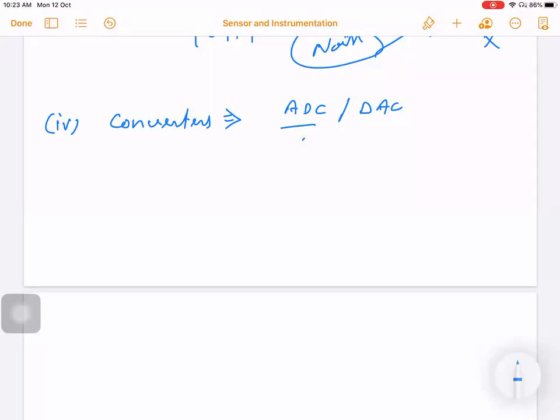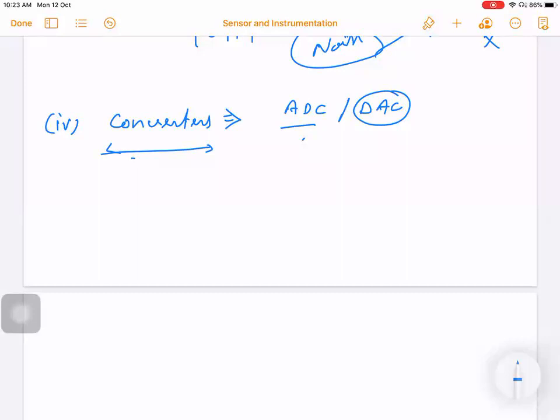Okay, so in both cases it is required. Suppose you want to display your data in the form of analog, then you have to use the DAC. Okay, so converters are also part of the components.